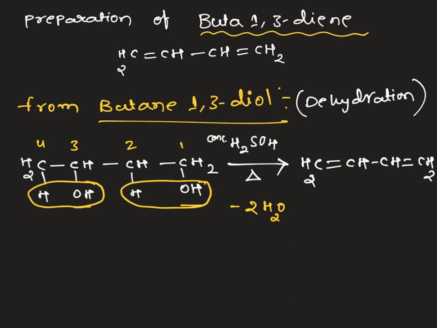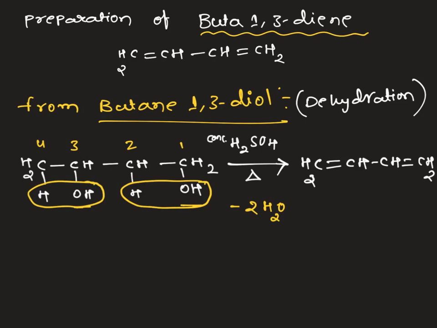So these two methods are there to prepare buta-1,3-diene. The first one, from a hydrocarbon, is a dehydrogenation reaction. The second one, from a dihydric alcohol, a dihydroxy compound, is an example of a dehydration reaction. In both cases we see the formation of buta-1,3-diene if you take the proper starting material.